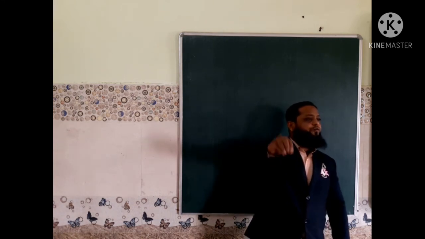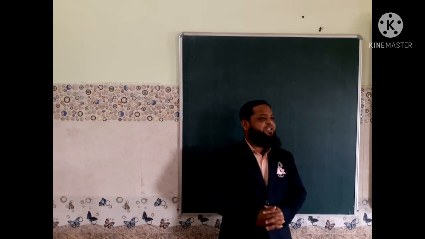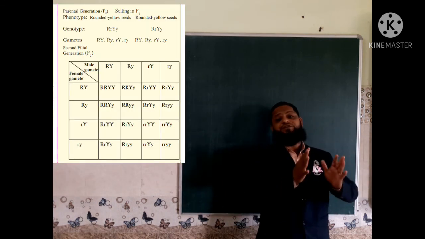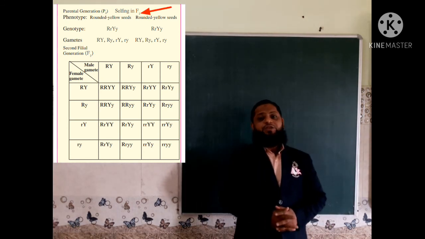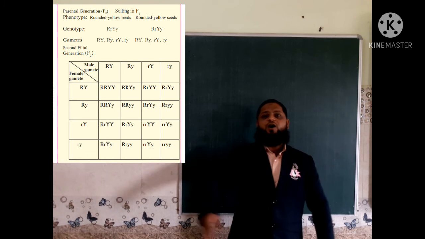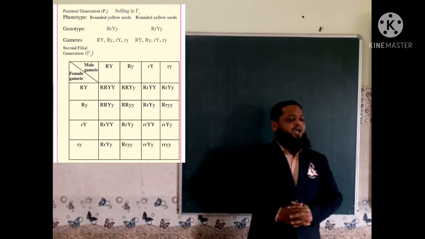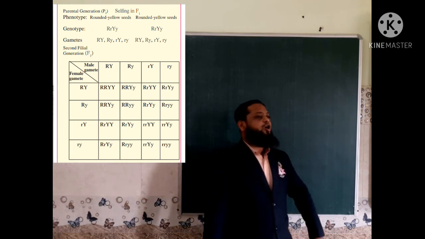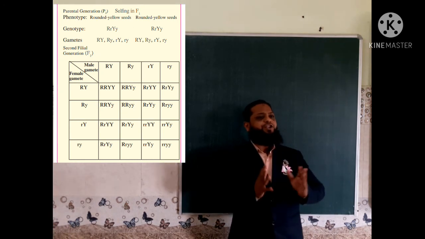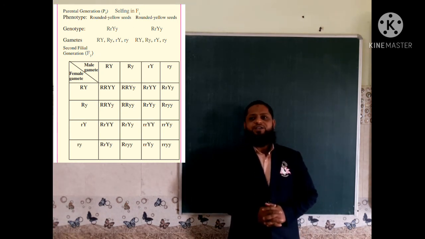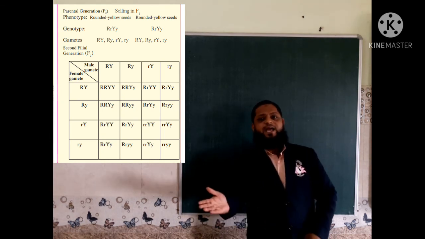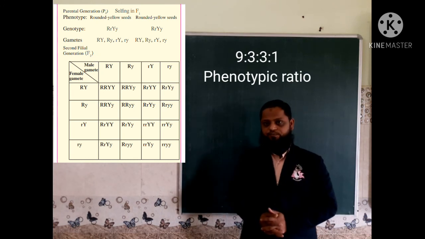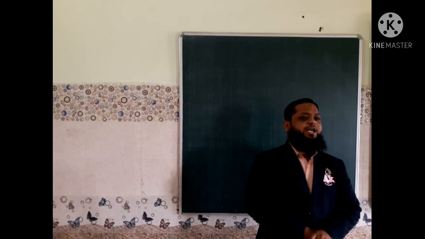Let us proceed to the F2 generation by selecting the seeds from the F1 generation. Crossing the F1 generation, Mendel selected the round yellow seeds from the first filial generation, and after gametogenesis he proceeded with the Punnett square, or checkerboard method. He got the phenotypic ratio of the dihybrid cross, 9:3:3:1. The genotypic ratio is again different.